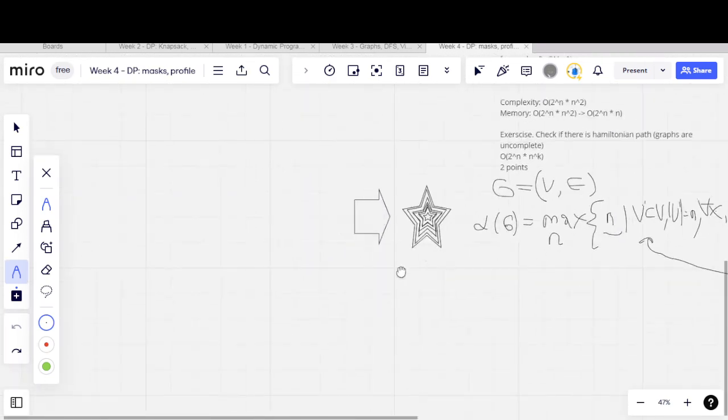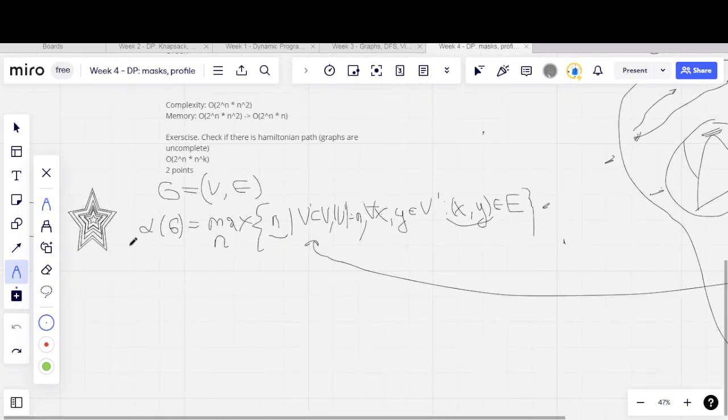We want to find this number in the graph. How to do this?